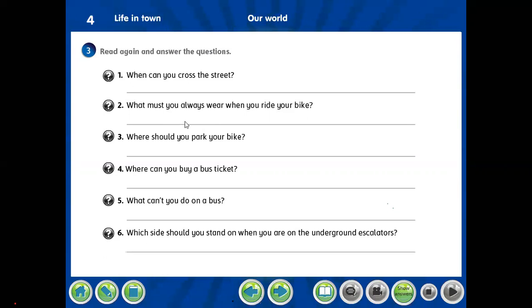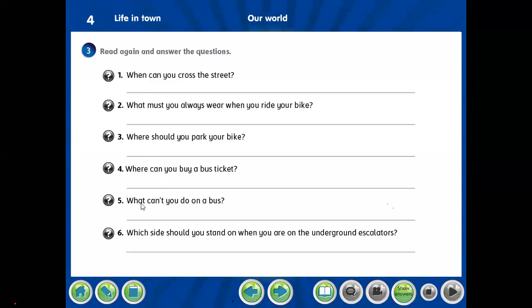If you finish, raise your hand and tell me what number, okay? Teacher, I am going to answer the number 3 or the number 4 or the number 6. You choose a question. Okay, let's see. Daniela, please. What number? The number 5.